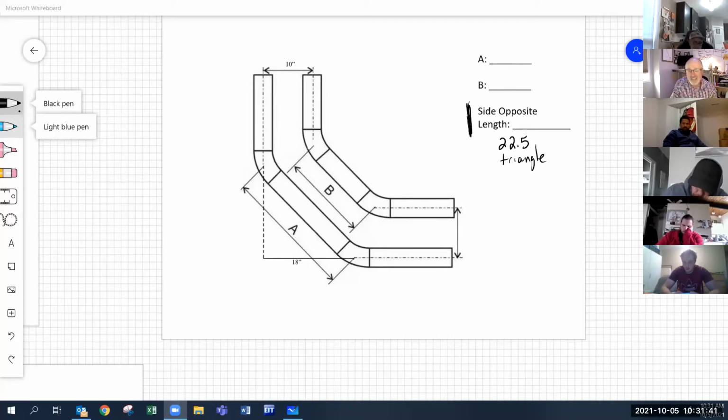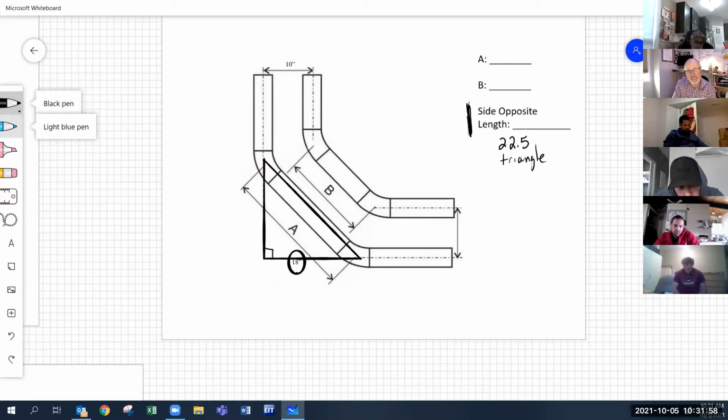So let's start out with A. So we want to solve for A. Our triangle is almost drawn for us here. It's right there. And I have a measurement of 18. So it's 18 times 1.414 will give me A, which is 25.452.